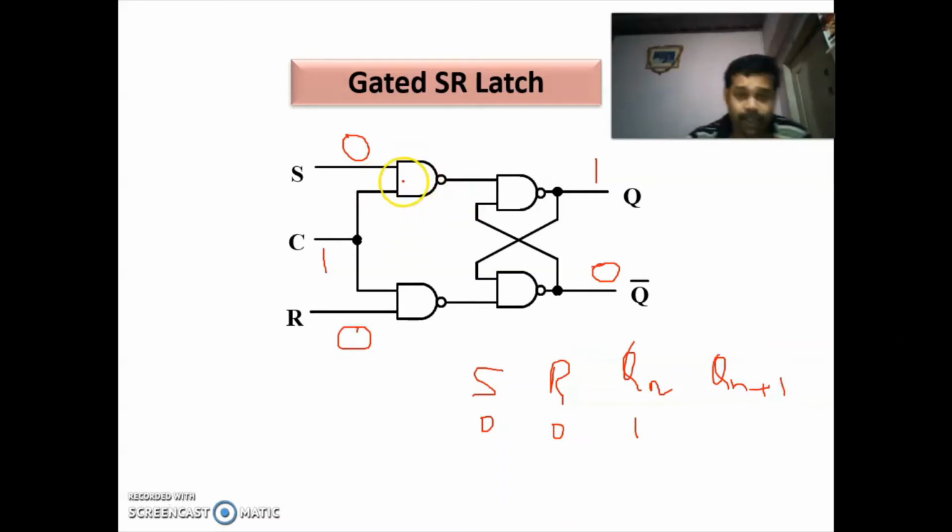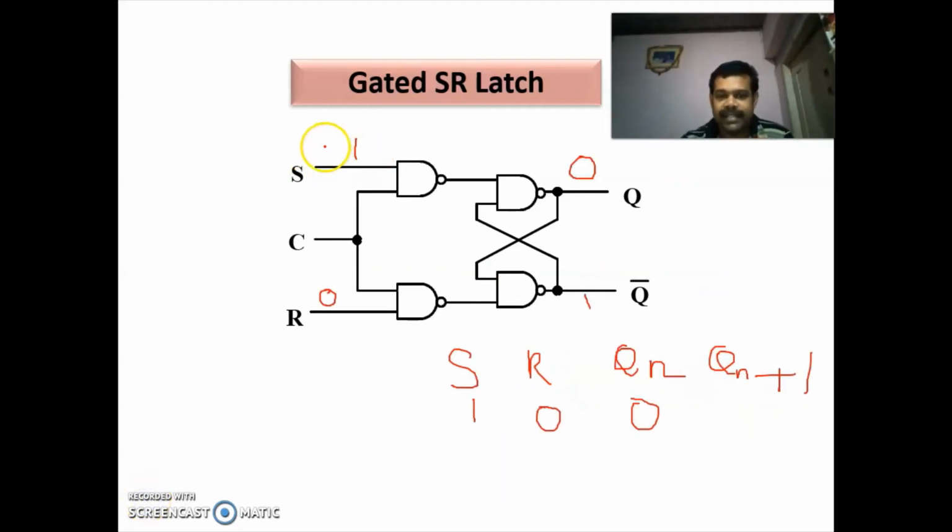Now here one of the inputs of this NAND gate is 0, automatically the output is 1. Here also one of the inputs is 0, automatically the output is 1. So here you are having 1. So this 1 is fed as input to this NAND gate. In a NAND gate, if both the inputs are 1, automatically the output will be 0. So if Q bar is 0, then Q is 1. So if S is equal to 0, R is equal to 0, and Qn is 1, Q of n plus 1 is 1. Okay.